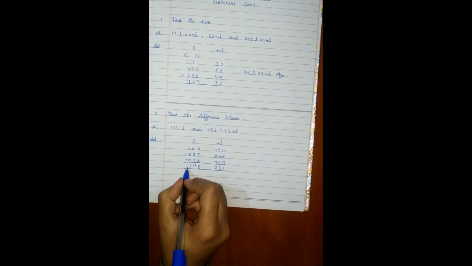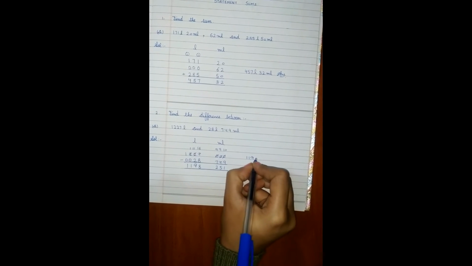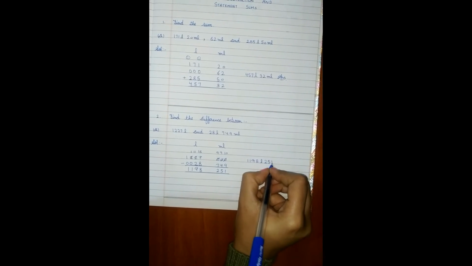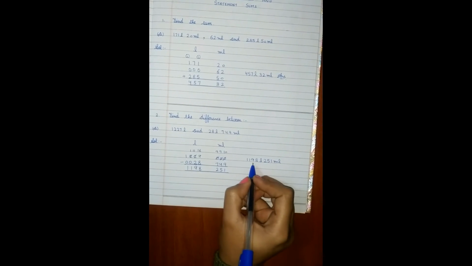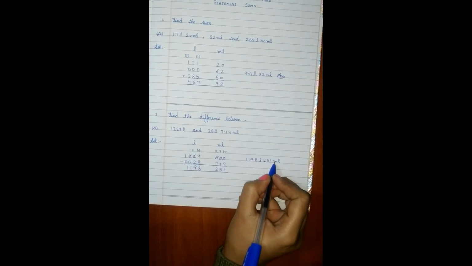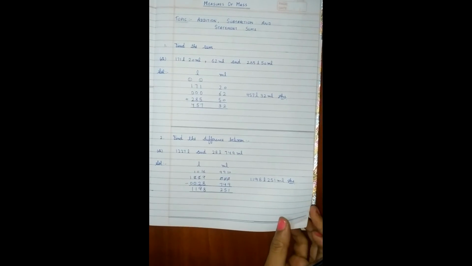You can see 1198 liter, write it here. 251 milliliter, write it here. So with this you can see 1198 liter 251 milliliter is your answer. Next topic is statement sum.